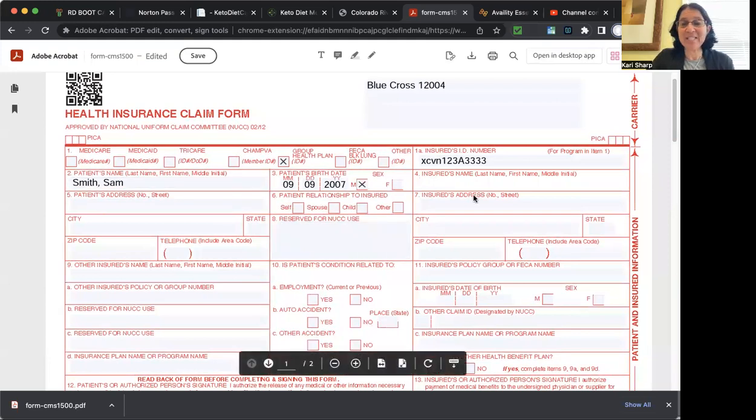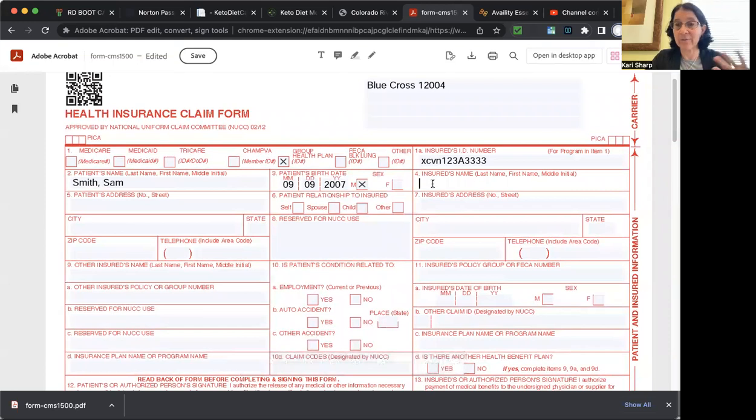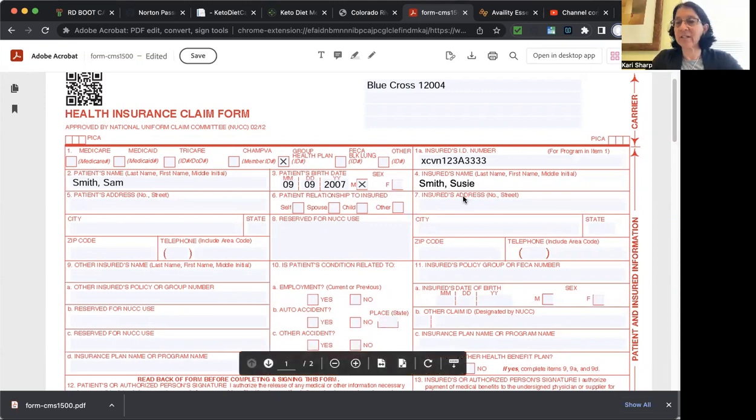Insured's name could be this child's parent. So these are not always the same. If Sam Smith is an adult and he's the insurer, then we put his name. If his wife is the insurer, or his partner, or whoever else covers him, that's their name who's the insured that goes here. So let's say Sam Smith is a child, and one of the parents is the insured's name. So we'll just make up a name, Smith, and we'll do Susie. And that's mom. And mom is the insurer. In this case, her job covers insurance.